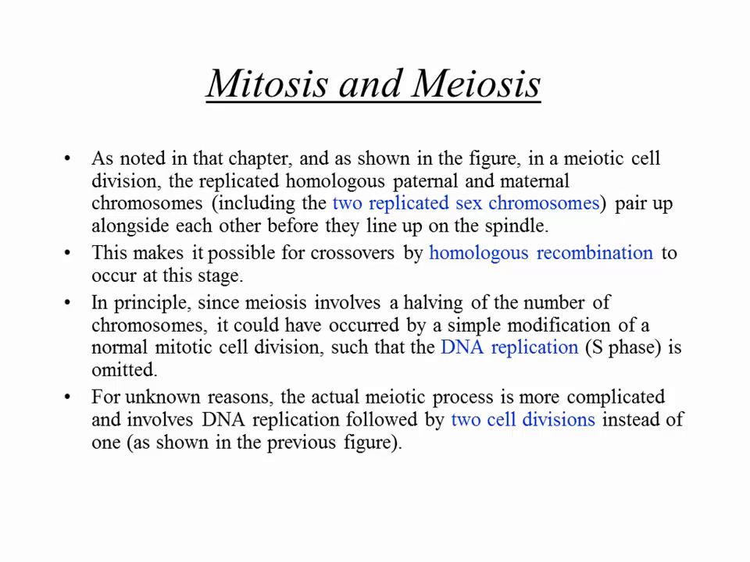As noted in that chapter and as shown in the figure, in a meiotic cell division, the replicated homologous paternal and maternal chromosomes, including the two replicated sex chromosomes, pair up alongside each other before they line up on the spindle. This makes it possible for crossovers by homologous recombination to occur at this stage. And in principle, as I said before, since meiosis involves halving of the number of chromosomes, it could have occurred by a simple modification of a normal mitotic cell division, such that DNA replication, S phase, is omitted.